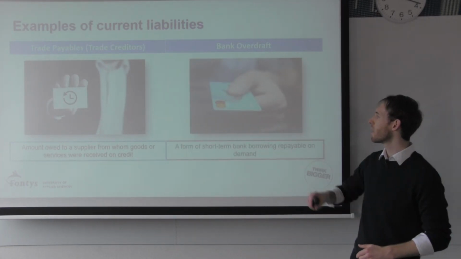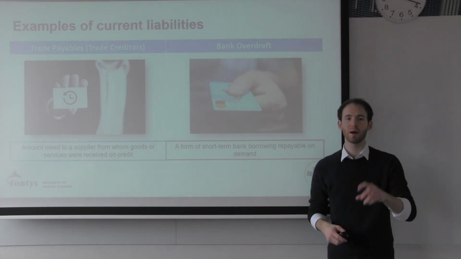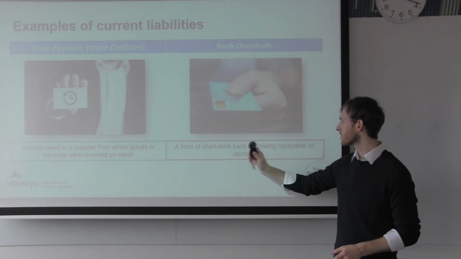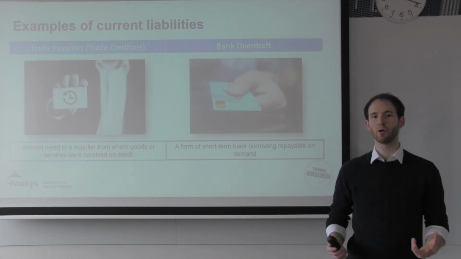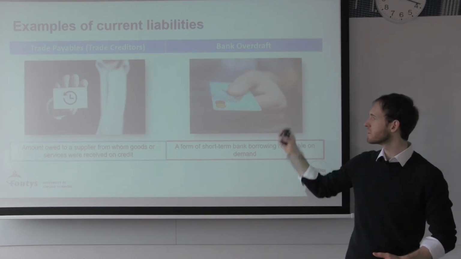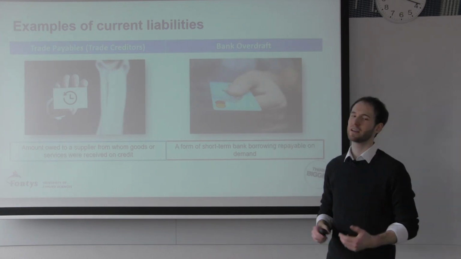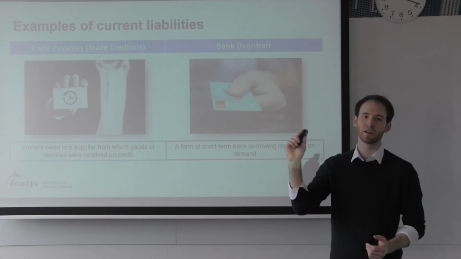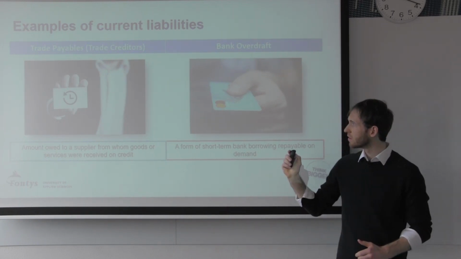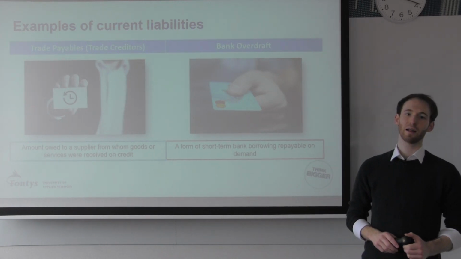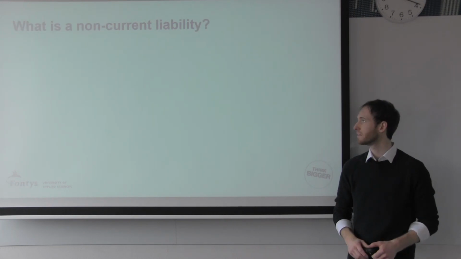And finally, also a bank overdraft. So if we have a negative balance on our bank account, we also have to pay that back quite quickly. So it's kind of short-term borrowing that we do from a bank. So these are 2 examples, and as I said before, there are more examples, but those illustrate the idea of current liabilities quite well. So the last thing for liabilities is the non-current liability.